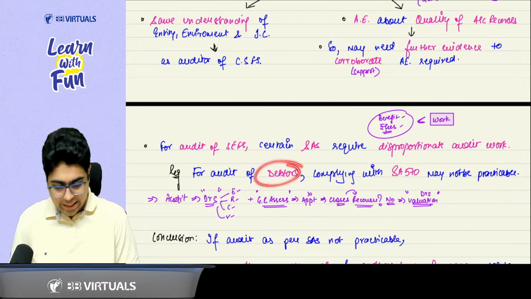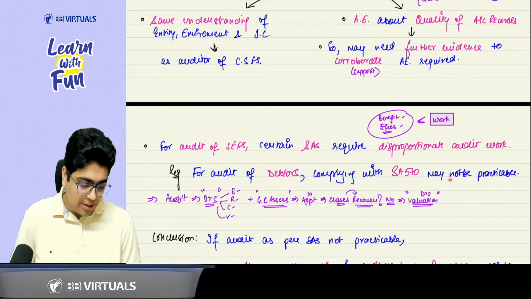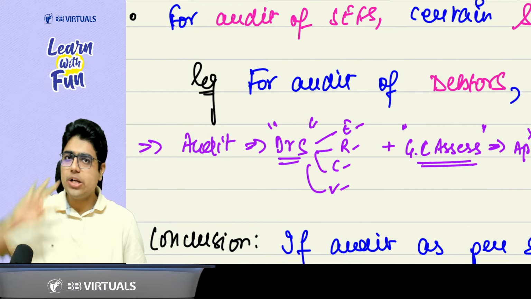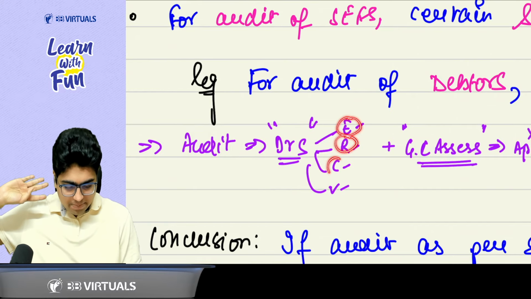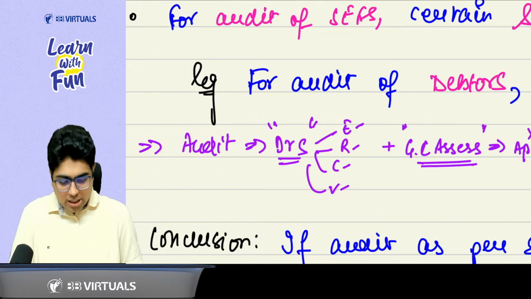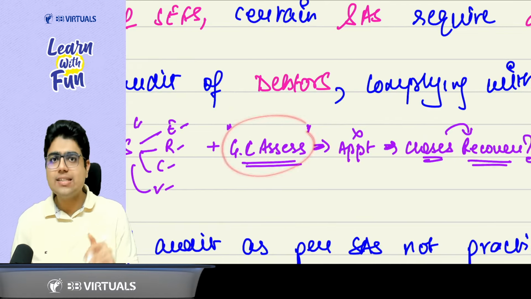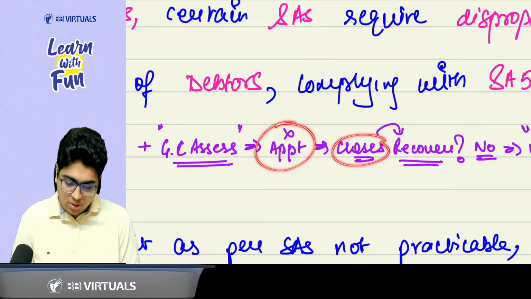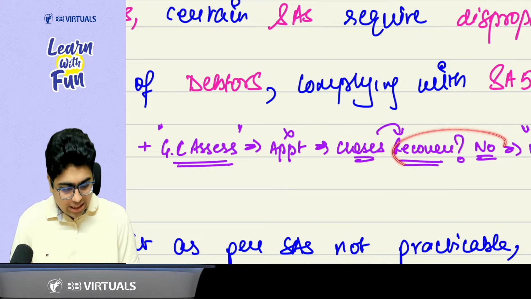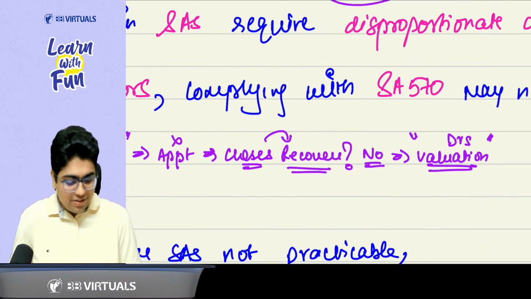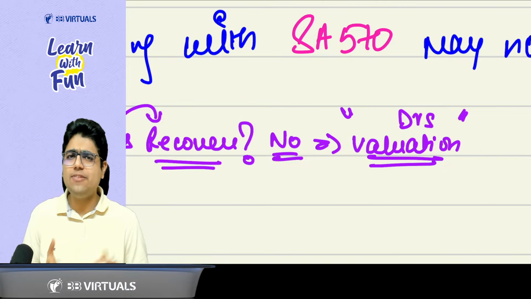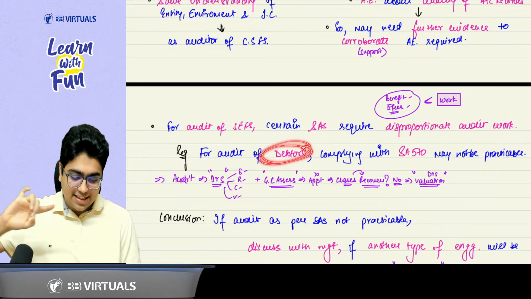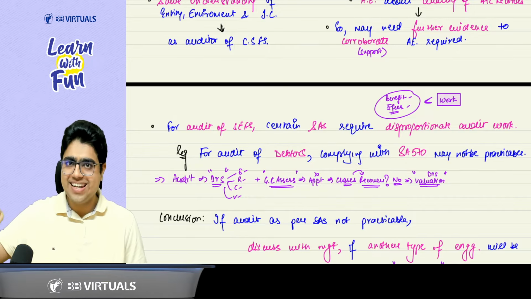For example, in the audit of debtors, SA 570 compliance may not be practicable. Why, sir? So understand one thing. When you are auditing the debtors, you are going to check the four assertions: existence, rights, completeness, and valuation, that is ERCV. Now understand one thing. I also need to assess the going concern of the entity. Why, sir? Because if the going concern is not appropriate, the entity will close down. Yes, sir. If the entity closes down, will I be able to recover my money? No, sir. If you are not able to recover your money, it will impact debtors valuation. So that's what I was trying to say. Even if you are doing the audit of debtors, still you need to assess the going concern, and it is too much.